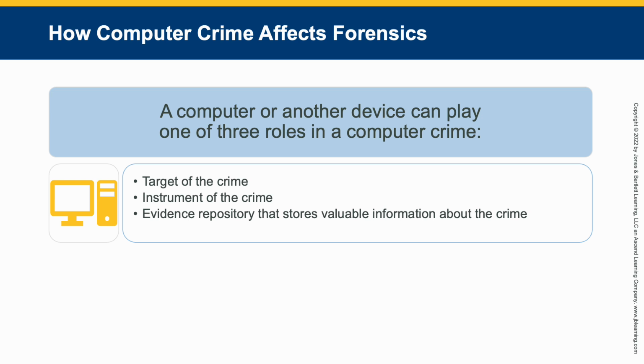Alright, a computer or another device can play one of three roles in computer crime: target of the crime, instrument of the crime, or evidence repository that stores valuable information about the crime. Let's look into this with three distinct examples.